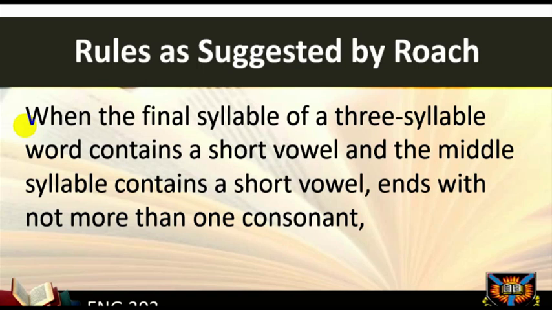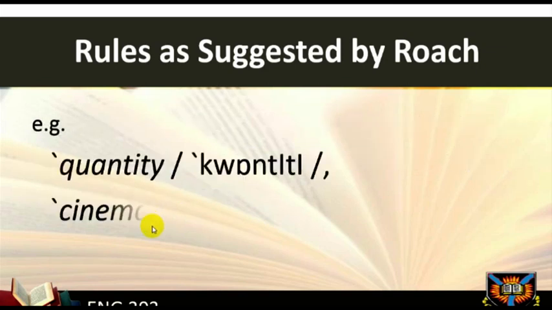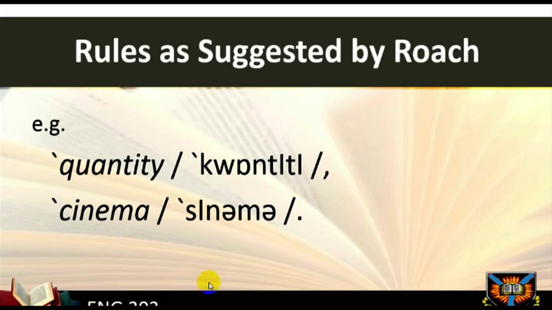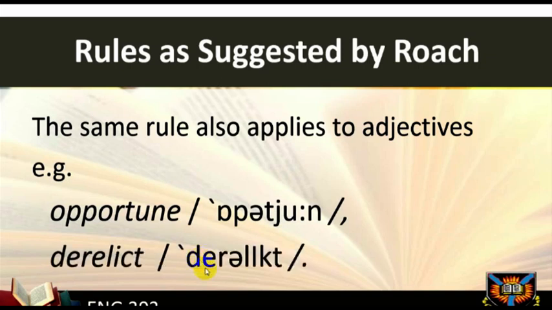When the final syllable of a three-syllable word contains a short vowel and the middle syllable contains a short vowel and ends with not more than one consonant, the final as well as the middle syllable is left unstressed and the first syllable is assigned the primary stress, e.g., quantity, cinema. The same rule also applies to adjectives, e.g., opportune, derelict.